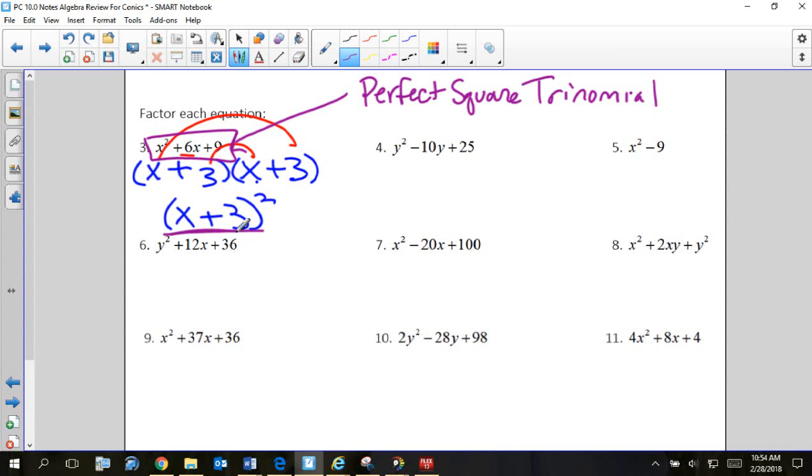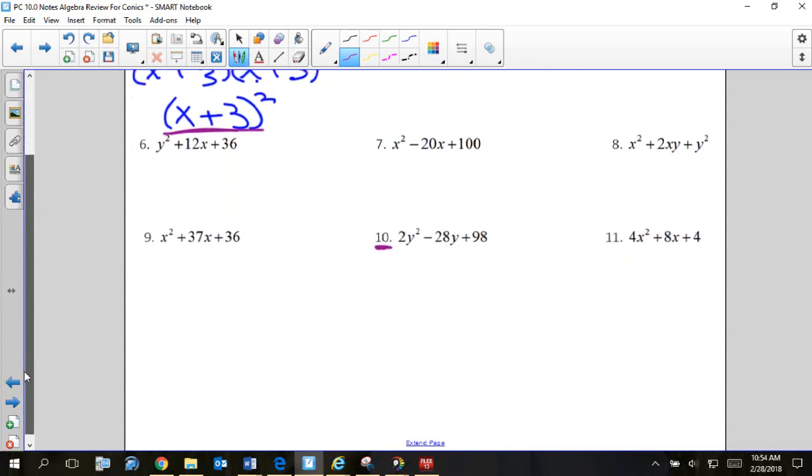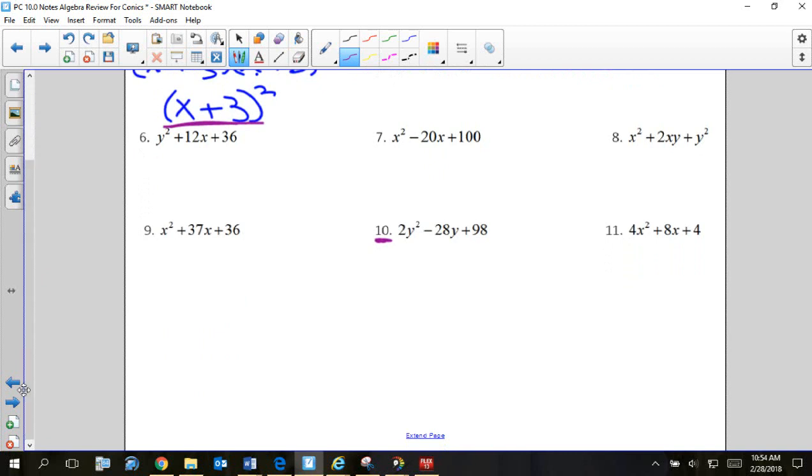The next one I want to factor together is number 10. And then the rest of them you can do on your own time. The next I want to factor together is number 10. So number 10 is a little bit different.